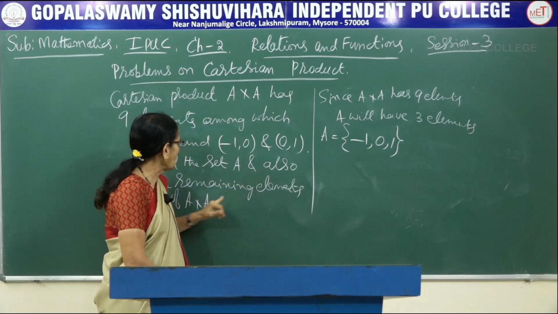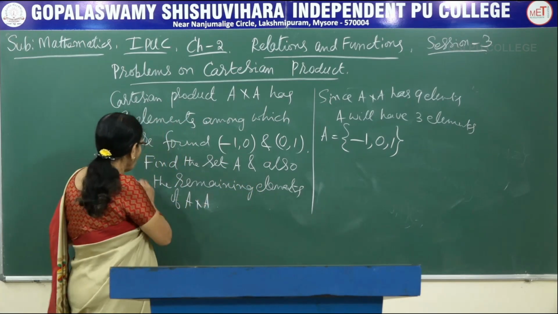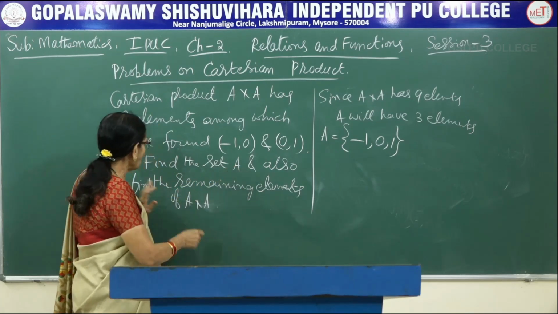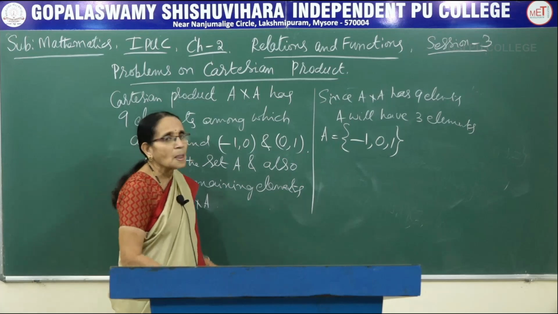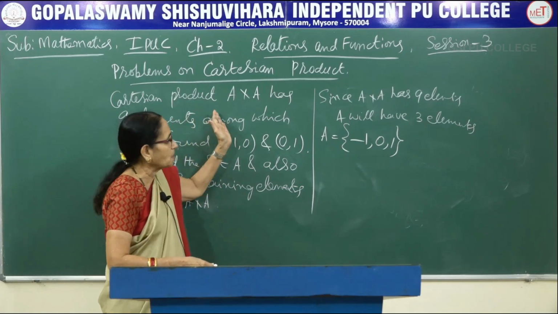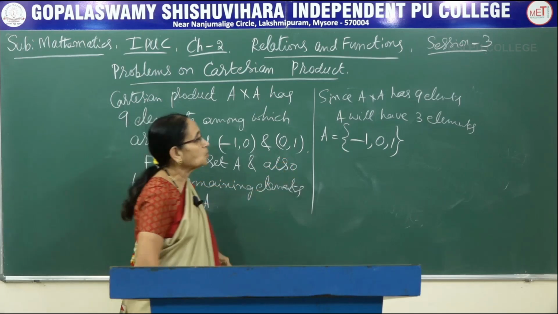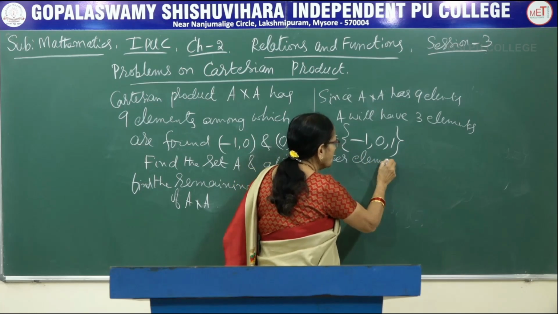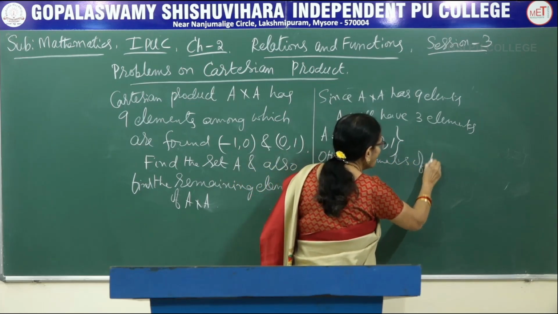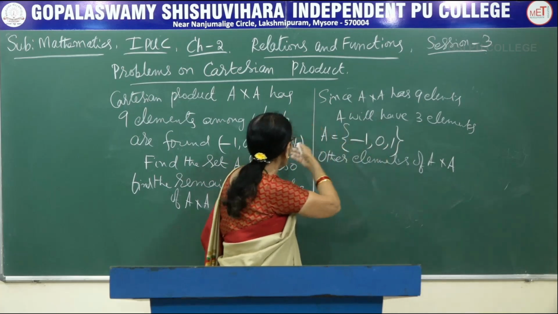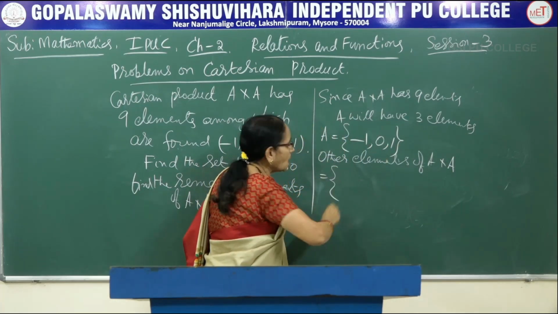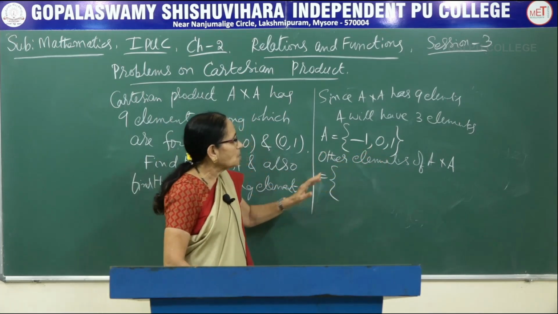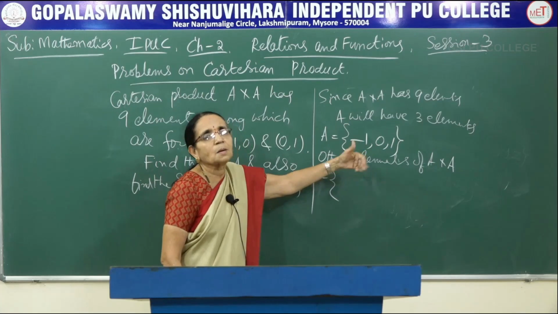So one part is over. Also find the remaining elements. Find the set A, also find the remaining elements of A cross A. There are 9 elements. It is already given. 2 have been given to us. We have to write the remaining elements of A cross A. Let me write the other elements here. Now, -1, 0, 1. We have to combine each element with the remaining 2 elements.